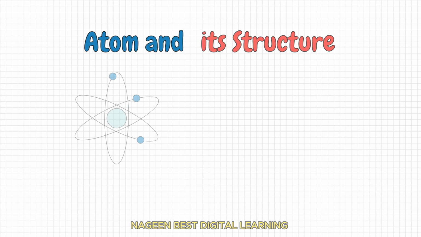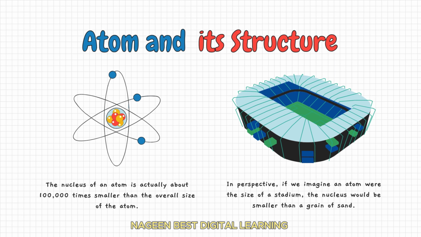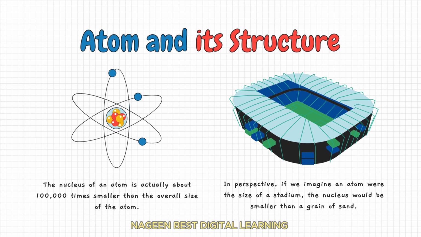Atom and its structure. The nucleus of an atom is actually about 100,000 times smaller than the overall size of the atom.